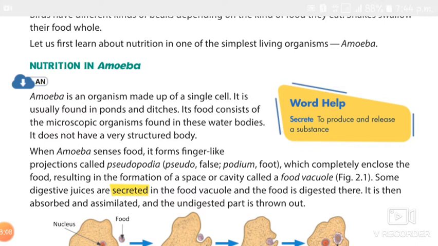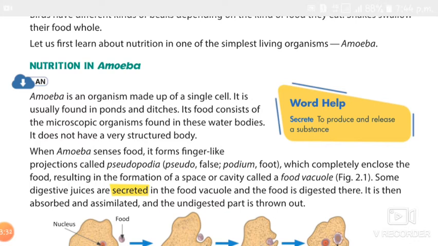Inside the food vacuole, some digestive juices are secreted and the food is digested. Then it is absorbed and assimilated, and the undigested part is thrown out through the cell membrane. Likewise, the amoeba takes its food.